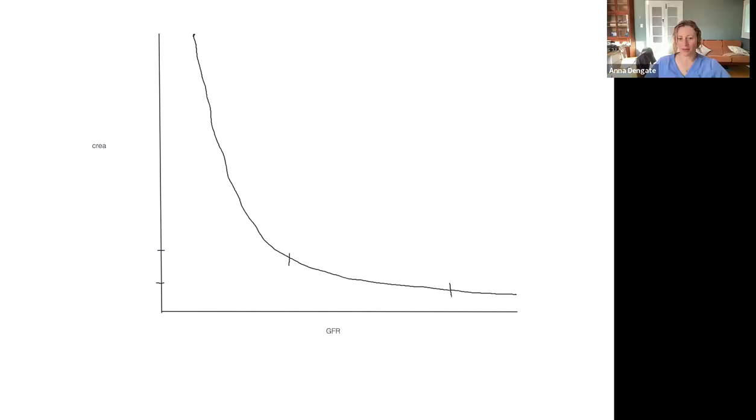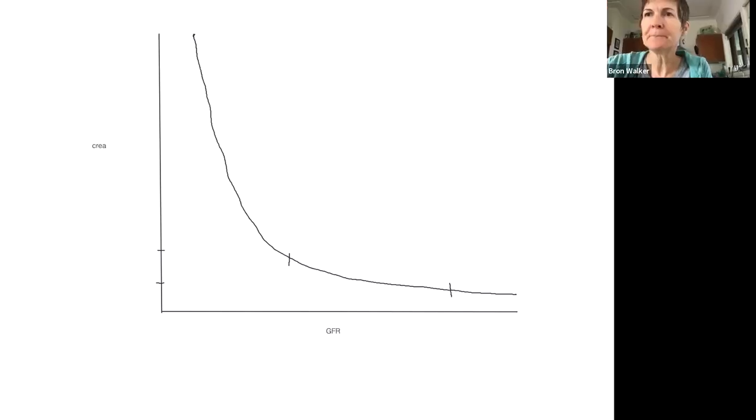Just going to close that whiteboard. Does anyone want that up for any reason? No. No, I want to see where your face is. Okay.